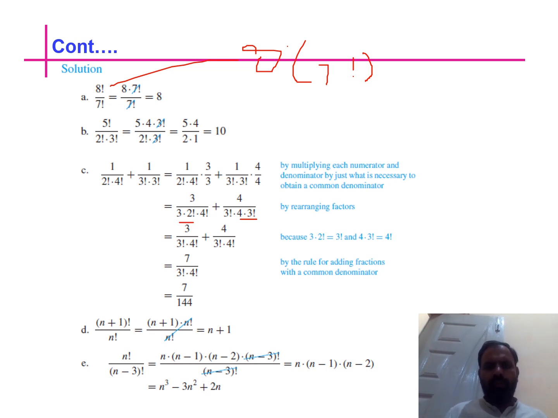And similarly for n factorial over n minus 3 factorial. We expand n factorial up to n minus 3 factorial because here the denominator is n minus 3 factorial. So we can write n, n minus 1, n minus 2, n minus 3 factorial over n minus 3 factorial. So we cancel these two terms. The answer will be n into n minus 1, n minus 2. So we can simplify this, and we get n cube minus 3n squared plus 2n.